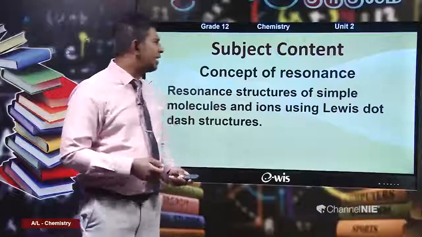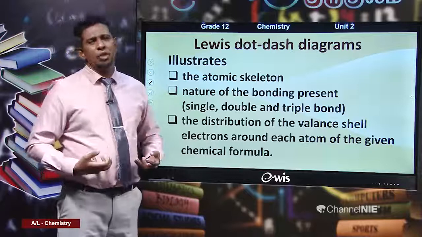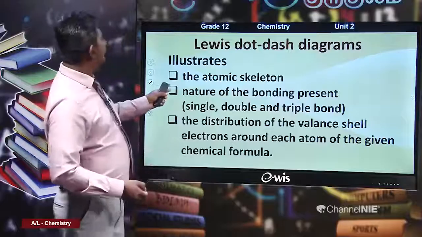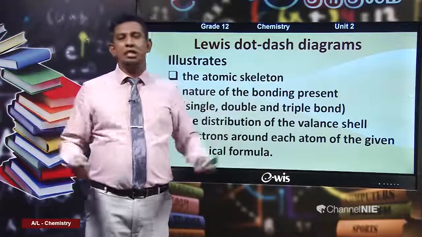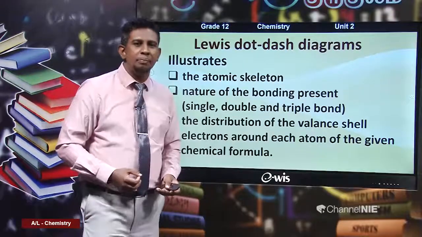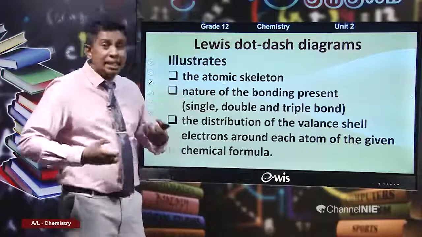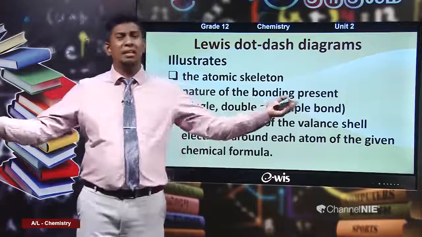So, a gentle reminder of what a Lewis structure is. Students, a Lewis structure illustrates the atomic skeleton, meaning how the atoms throughout the molecule or ion are bound, which atom is bound to which atom. It also reveals the nature of bonding present there: single bonding, sometimes double bonding, triple bonding.